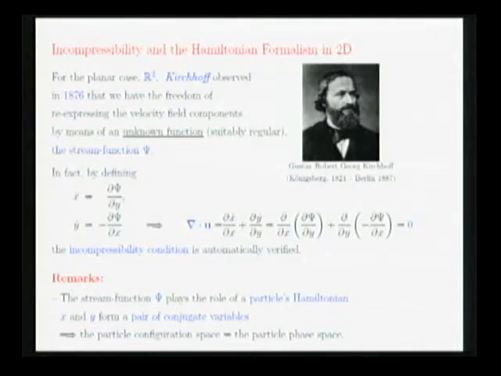Now, in this formalism, psi plays the role of the particle Hamiltonian. And notice that x and y are a pair of conjugate variables. So our configuration space is also a phase space. This is very strange, for example, for celestial mechanics. So this is why we look at our plane not as a generic Riemannian manifold, but as a symplectic manifold.